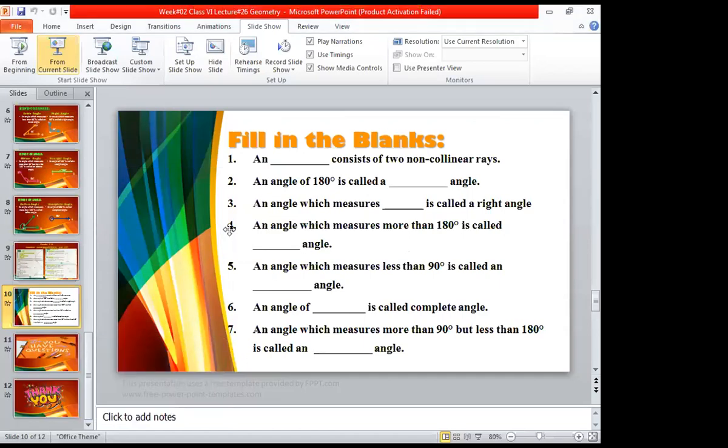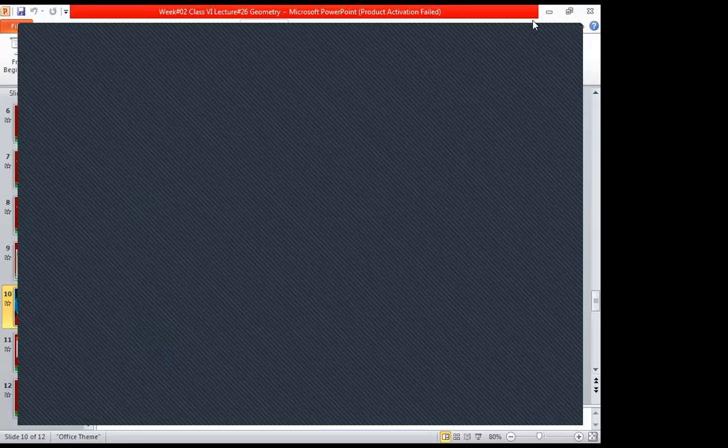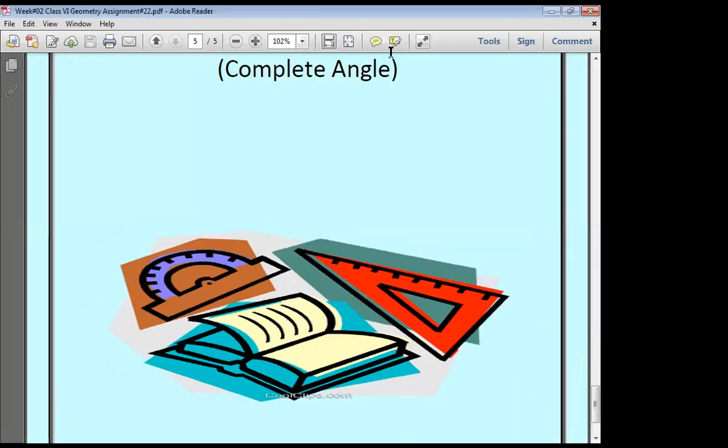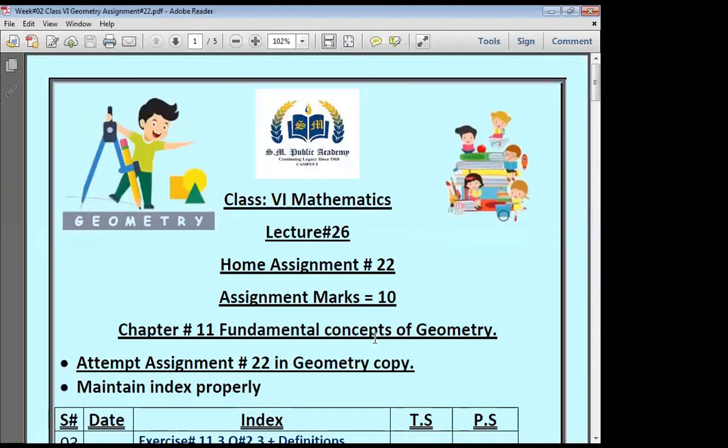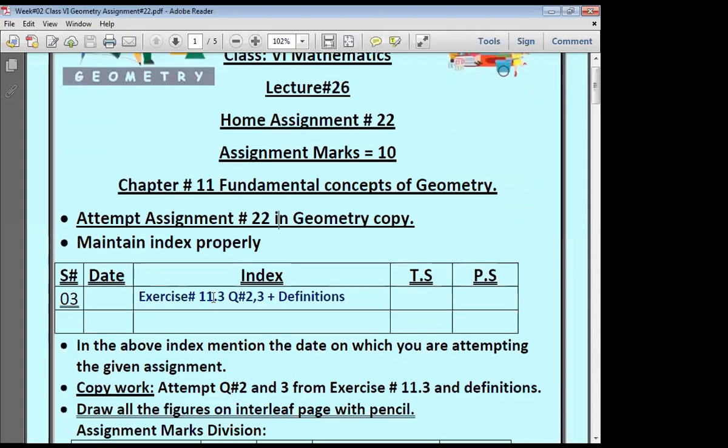Now after that I'm going to share your homework on your screen. So please tell me, is it clear? This is the homework that I'm going to post on Google Classroom today, but you have to wait for it. Okay, now look here. This is your lecture number 26 and assignment number 22. You have to attempt this assignment in your geometry copy, and you have to do exercise number 11.3, question number 2 and 3, plus definitions.